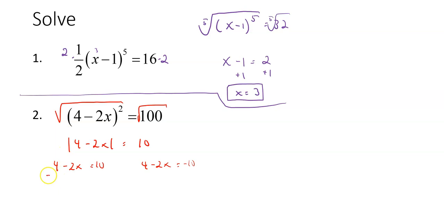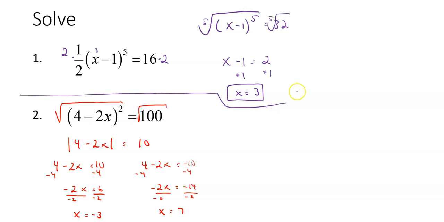All right, so subtract a 4 from both sides. Negative 2x equals 6. x is negative 3. All right, so I get negative 2x equals negative 14. x is equal to 7.